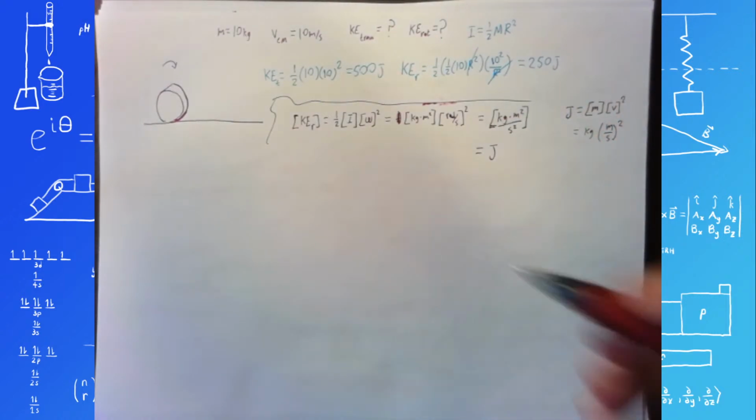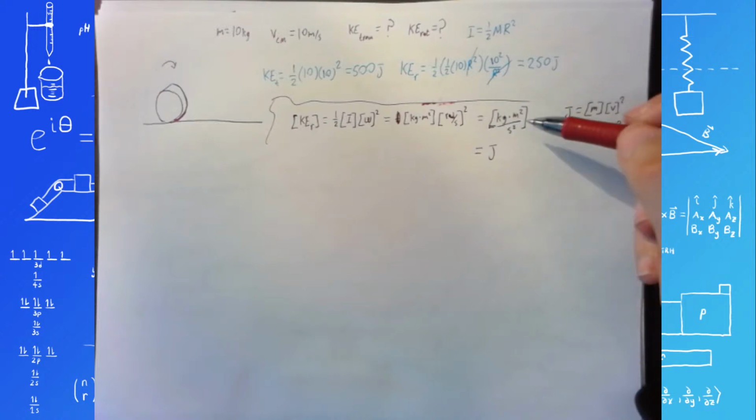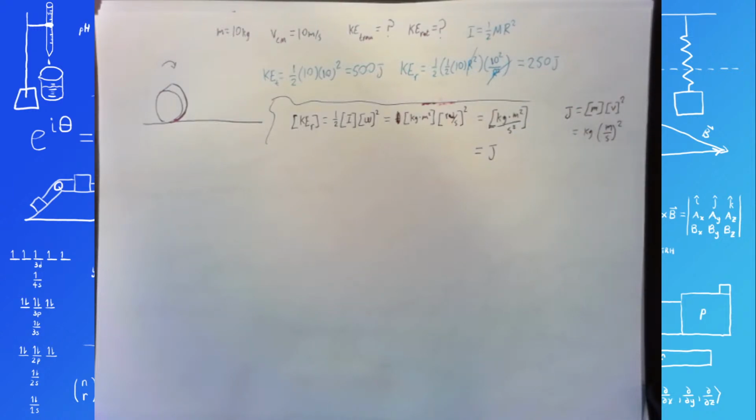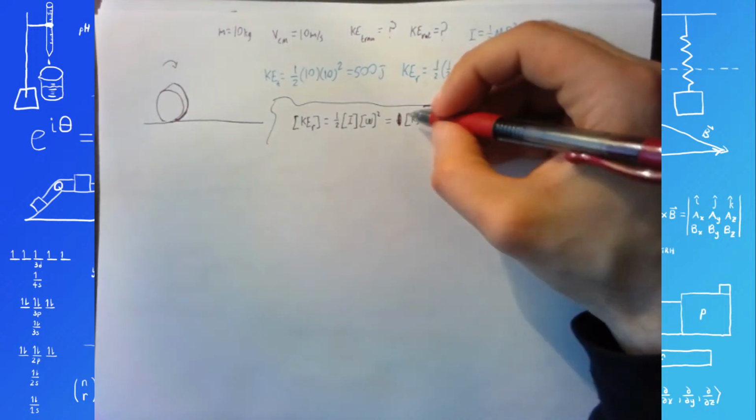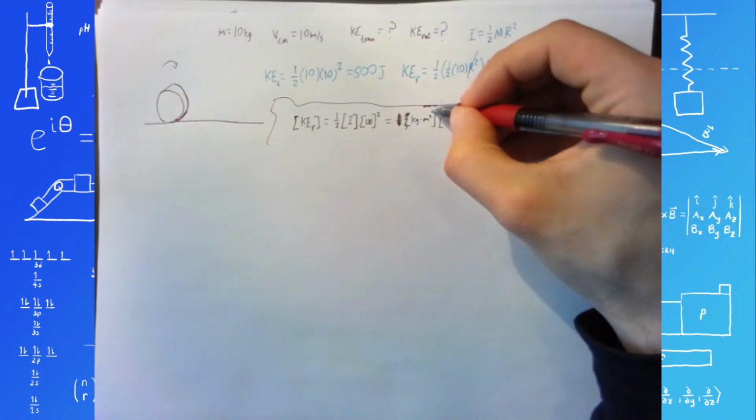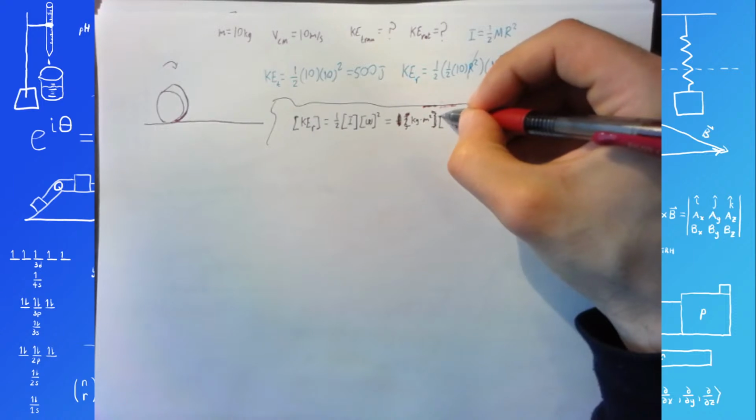I probably didn't need the brackets here or here or here. The brackets mean units of, and kilogram, meters squared, and radians per second don't have units. They are units. So yeah, I don't actually need the brackets there. I should have just used parentheses.